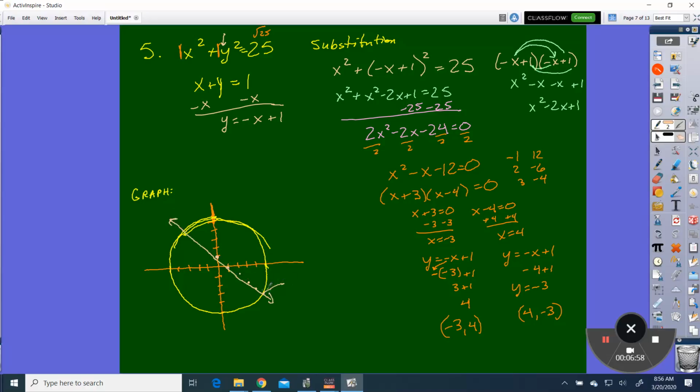And where does the line intersect the circle? 1, 2, 3, 4, 4. Well, that's supposed to be at a negative 3. So that's why we do it algebraically. If we don't have nice, good tools to draw with, then it's better to do it algebraically.